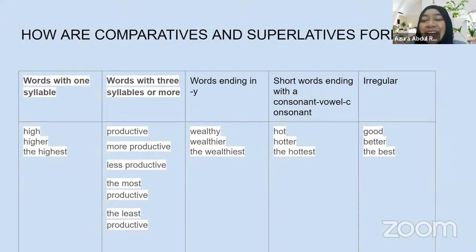Short words ending with a consonant, vowel, consonant. So hot, hotter, the hottest. Notice that there are two T's there. So wet, wetter, the wettest, with two T's. And of course, there are the irregulars. Good, better, the best. Daniel, the example you told us just now was what? Bad.